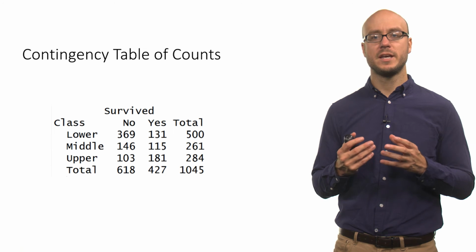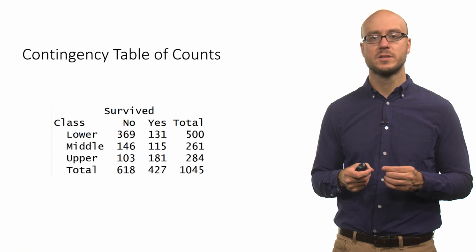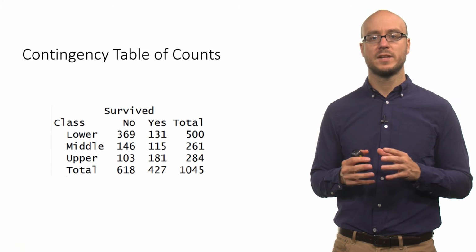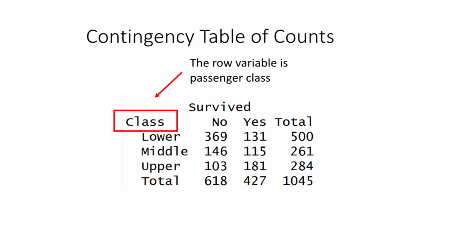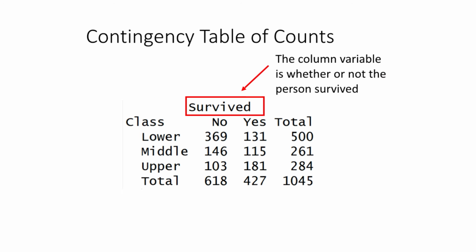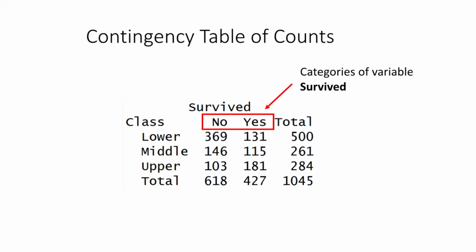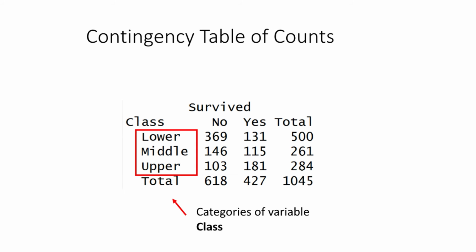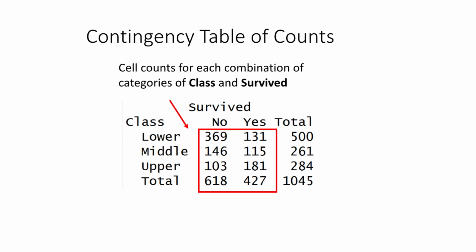Here is a contingency table of counts for surviving the Titanic and passenger class. So these are all observations. The row variable is labeled here, and it's passenger class. Then the column variable is whether or not the person survived. We also have the categories or levels of the variable survived labeled, and then we also have the categories or levels of the variable class.